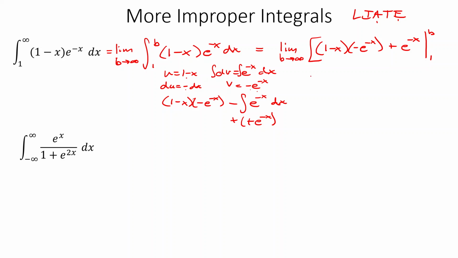So if I plug in 1, 1 there would be 0. So we'll get e to the negative 1 minus, actually, wait, I'm plugging in b first, sorry. Plug in the top first. Plug in b, I get 1 minus b over negative e to the b, plus 1 over e to the b, minus, if we plug in 1, the first term goes away, and I just get 1 over e. And again, we're taking the limit as b goes to infinity.